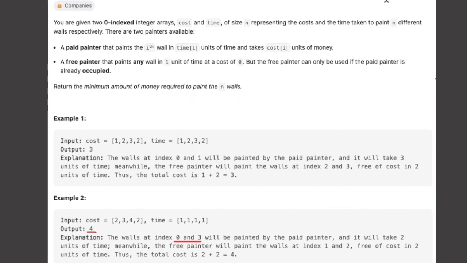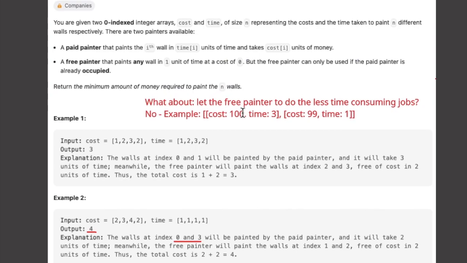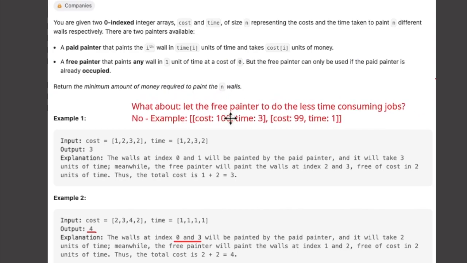Okay, so what about trying to let the free painter do the less time consuming jobs? So basically we will just let the paid painter do the more time consuming jobs first, because when the paid painter is working for more time, then we have more occupied time that we can ask the free painter to do the stuff. So that sounds like an acceptable approach, but no.